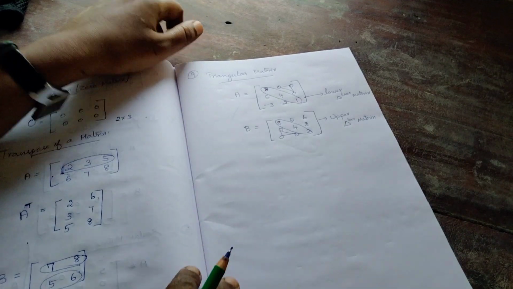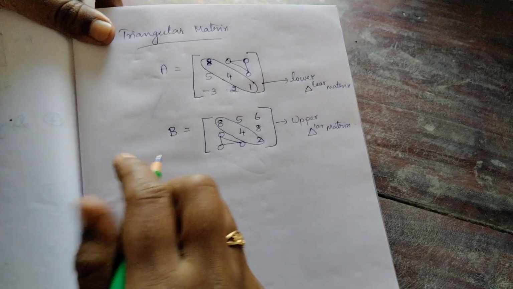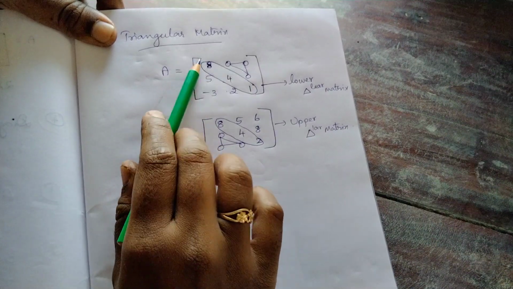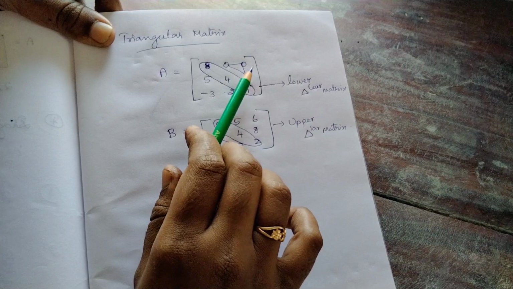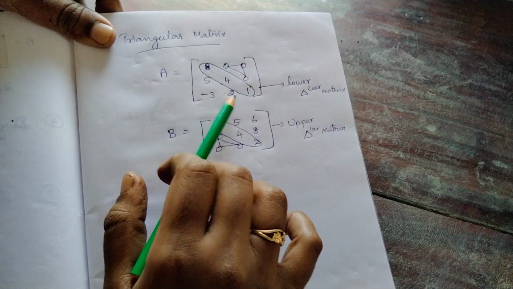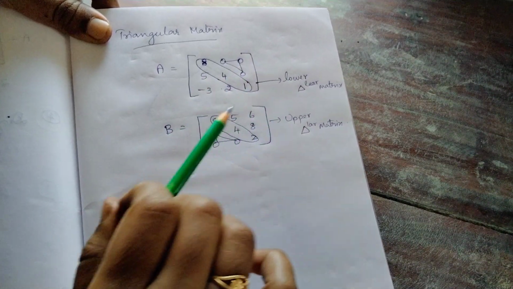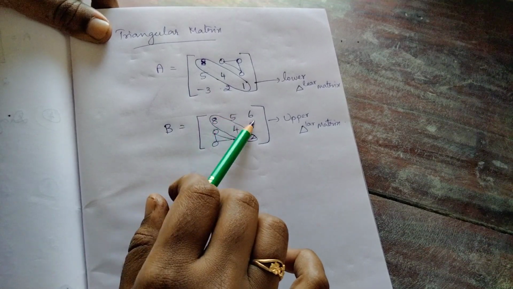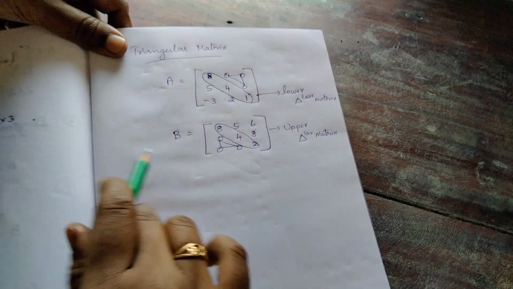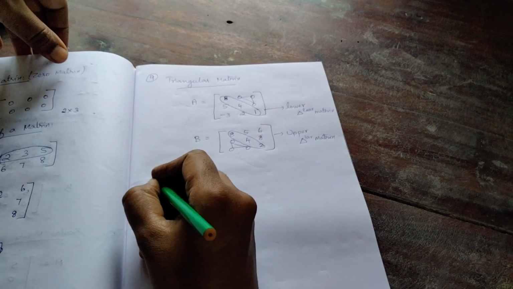Got it, students? Okay, listen carefully. In this triangular matrix, the entries above the leading diagonal are 0, so only the lower part contains elements. So it is a lower triangular matrix. Here the numbers are not present below; only above the numbers are present. So that is an upper triangular matrix. That's all. Then the 10th one.